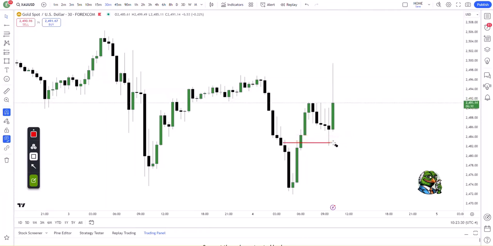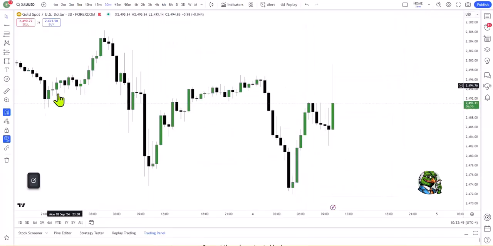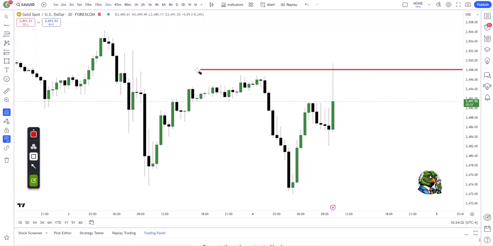My target was at the high of the current day. Let me just check that. What's the exit there? 2498. So you can see the entry 2480, exit 2498 or 2499. That 2480 is at that order block on that 15-minute chart that I've shown you, and the exit here is 2498, above the current daily high, which is above the high of Asia. So that is the walkthrough of the entry and exit of that trade.